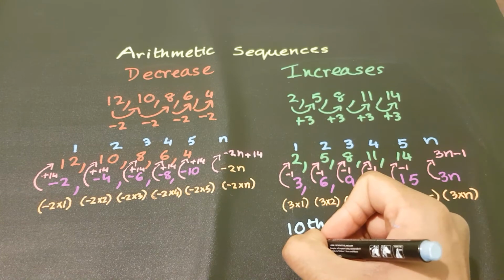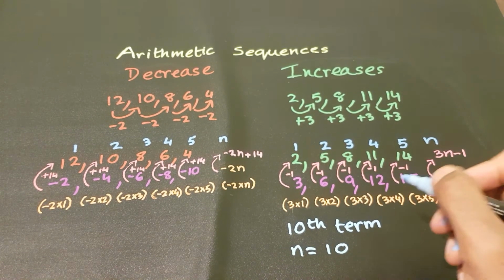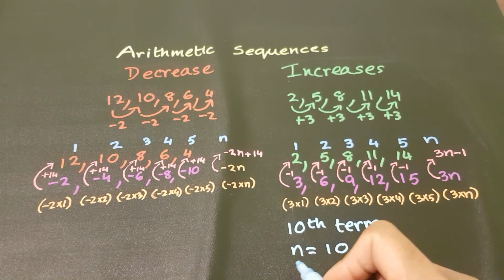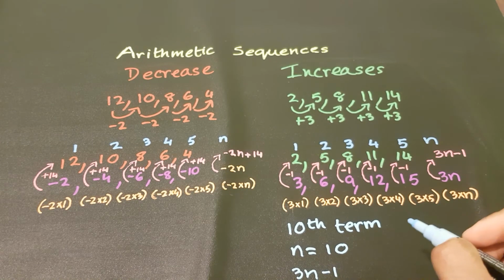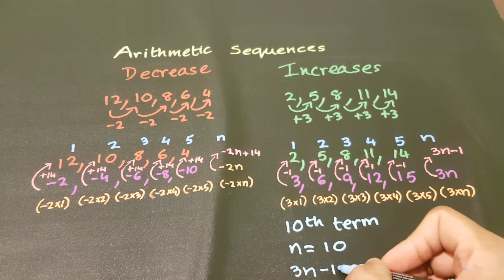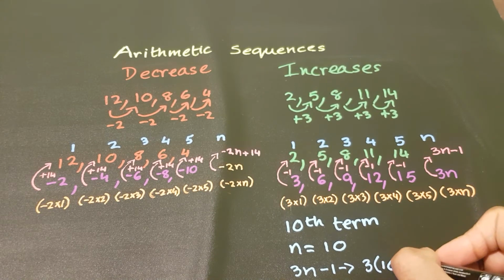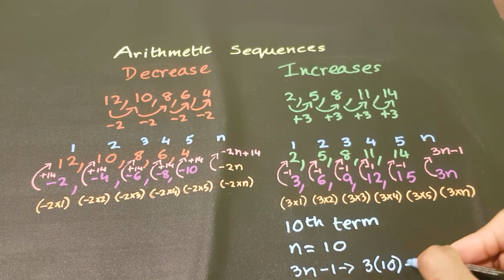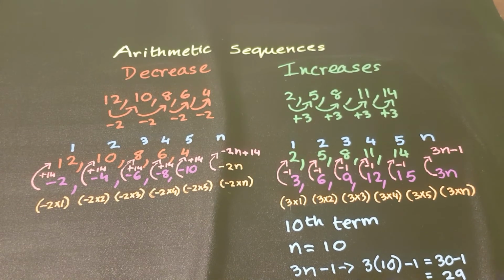Remember earlier I told you n stands for the term number, so in this case n will be equal to 10. So the 10th term in this sequence is going to be, the sequence has the nth term of 3n minus 1, but n equals 10, so I am going to replace the n by the number 10 in brackets and subtract 1. That would give me 3 times 10 minus 1, which is 30 minus 1, which is 29. So the 10th term of this sequence is 29.